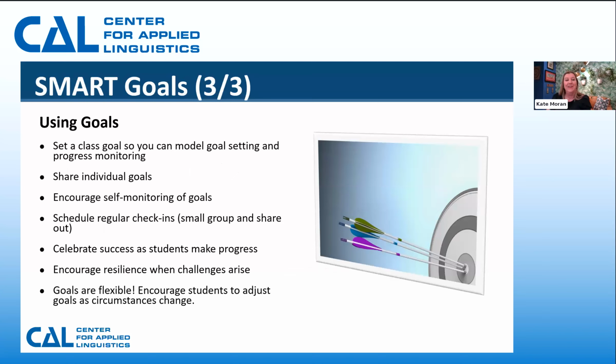Hey. Let's talk about how you can use goals in your class. So as Matilda talked about, setting a class goal is a great idea, to set a SMART goal for the whole class so that you can model what goal setting looks like, and you can show your students what progress monitoring of that class goal looks like.